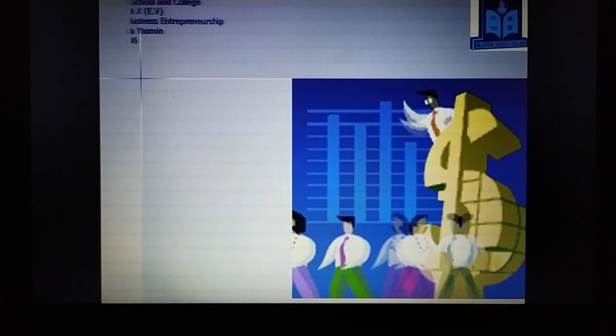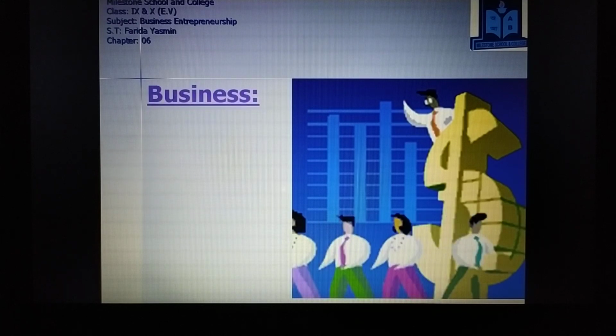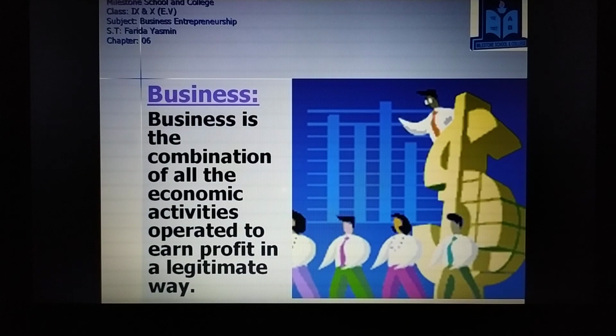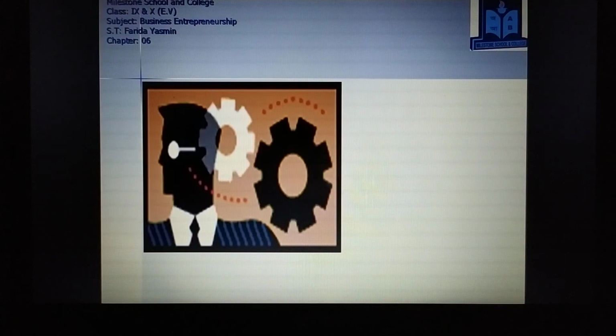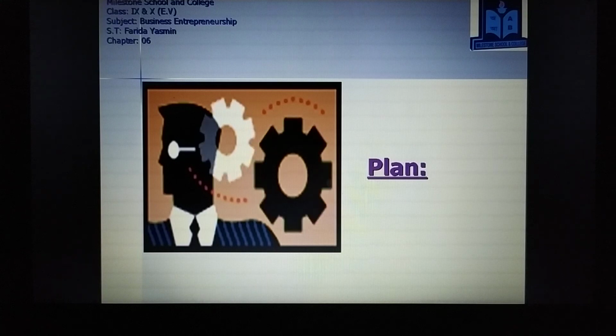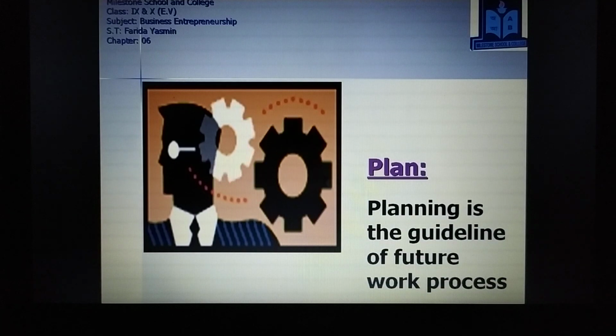Students, at the beginning of my class, I would like to recall the definition of business. I think all of you have remembered it, isn't it? Yes, students. Business is the combination of all the economic activities operated to earn profit in a legitimate way. Now, let's learn another important definition, and that is plan. What is planning? Planning is the guideline of future work process.